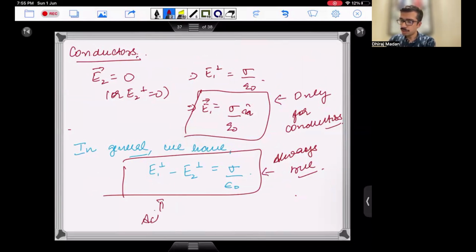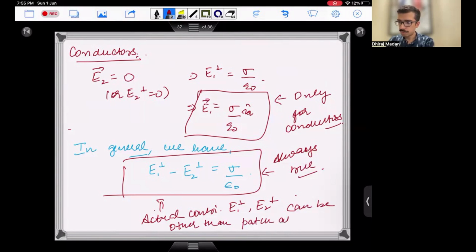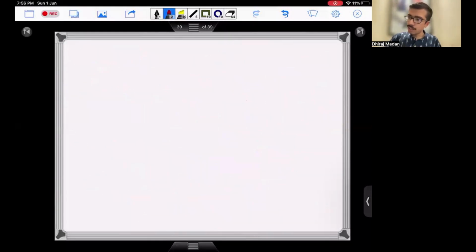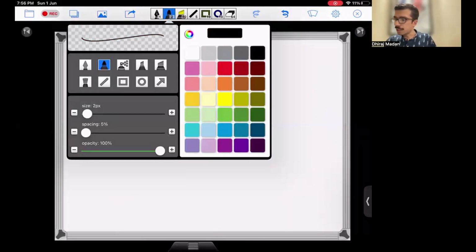So the actual contribution to E1 perpendicular and E2 perpendicular can be other than the patch also, but the net effect is that this difference is sigma over epsilon naught. Now coming back to the idea of conductors, the question is, if you want to compute the force which is experienced by a given patch, then how do we do that? That's the idea of electrostatic pressure, which we will discuss.